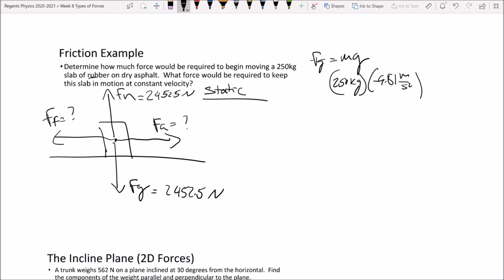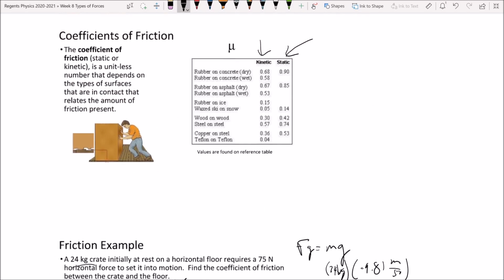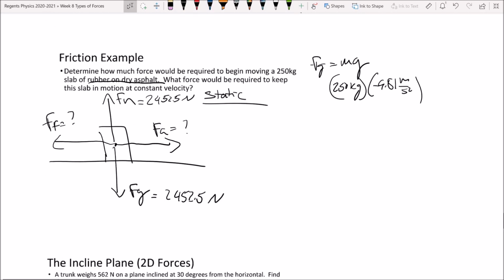We know we have rubber on dry asphalt. And we also know that we're trying to set this into motion. So we're not yet moving, we're static. If I just scroll back up here, rubber on asphalt, dry, the static coefficient of friction is 0.85. And that's taken right off your reference table. So I'm going to say mu s is 0.85.